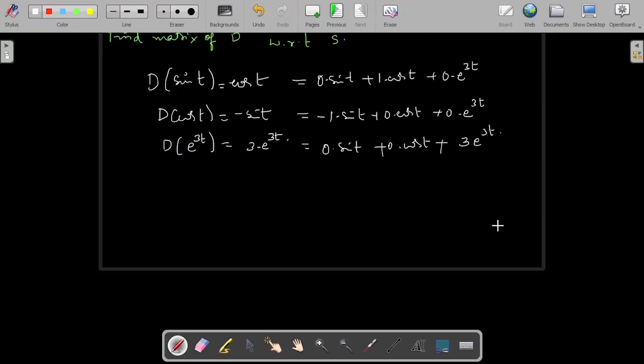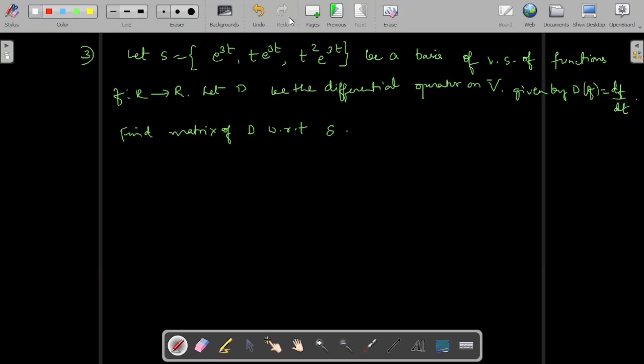Now list out all the coefficients. So that gives you the matrix D of the transformation. Matrix D you can name, or else you can name it as A also. D equals, write all the coefficients column wise: 0, 1, 0, minus 1, 0, 0, then 0, 0, 3. This is the matrix of the given linear transformation with respect to the basis.